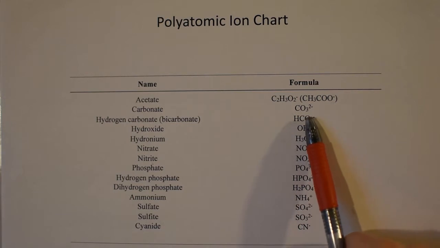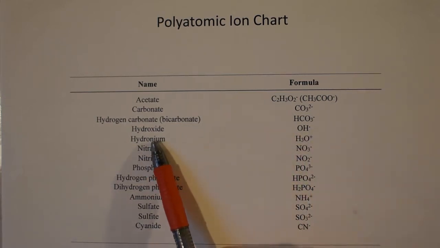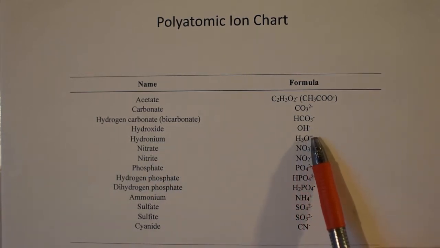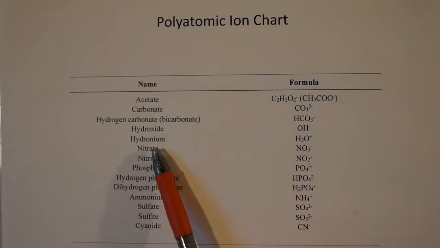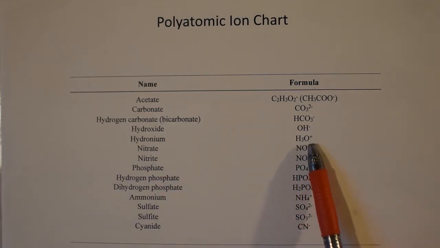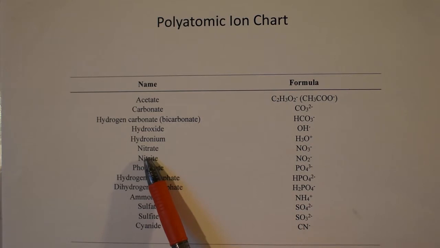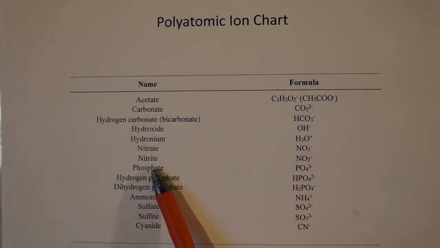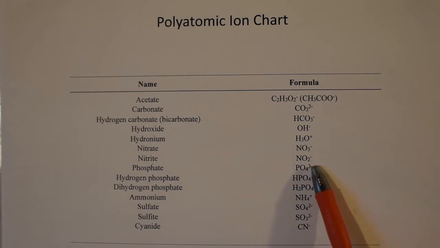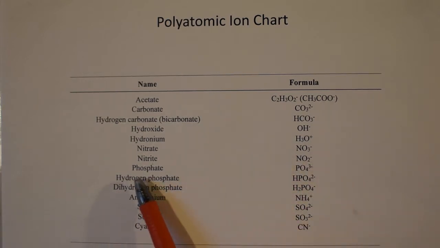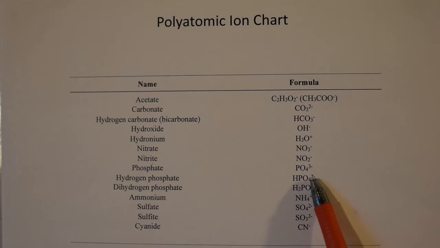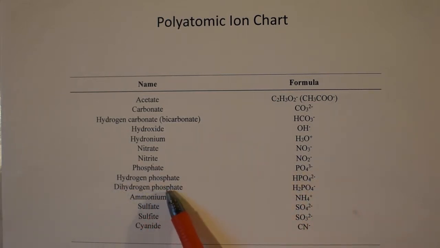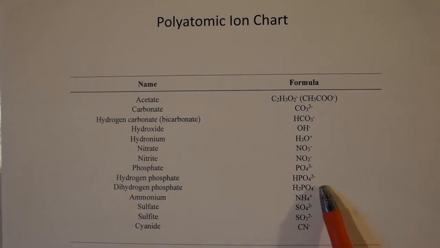Hydroxide is OH with a 1- charge. Hydronium is H3O with a 1+ charge. Nitrate is NO3 with a 1- charge. Nitrite, NO2 with a 1- charge. Phosphate is PO4 with a 3- charge. Hydrogen phosphate is HPO4 with a 2- charge. Dihydrogen phosphate is H2PO4 with a 1- charge.